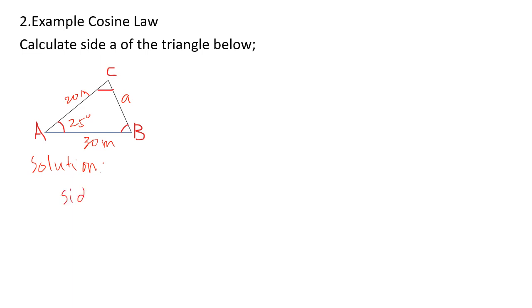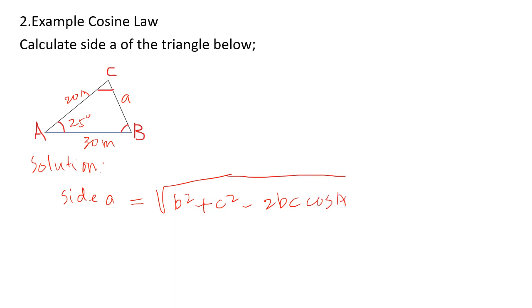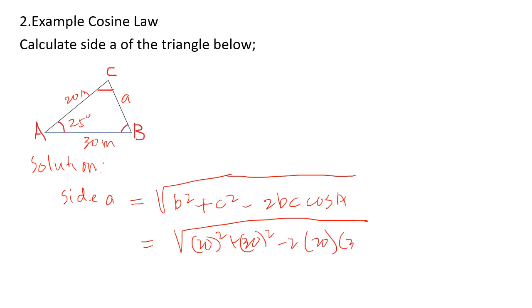Side a equals the square root of b squared plus c squared minus 2bc cosine A. This is cosine law. It equals the square root of 20 squared plus 30 squared minus 2 times 20 times 30 cosine 25 degrees, or your side a equals 14.575 meters.